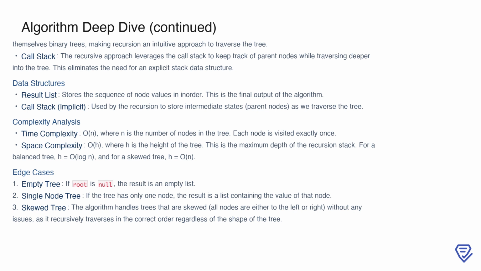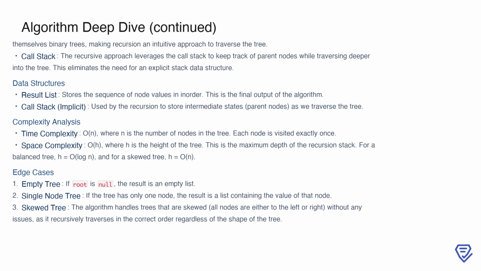In terms of complexity, the time complexity is O(n), since we visit each node exactly once. The space complexity is O(h), where h is the height of the tree, because the recursion stack can go as deep as the tree's height. For a balanced tree, this height is O(log n), but for a skewed tree, it could be O(n).